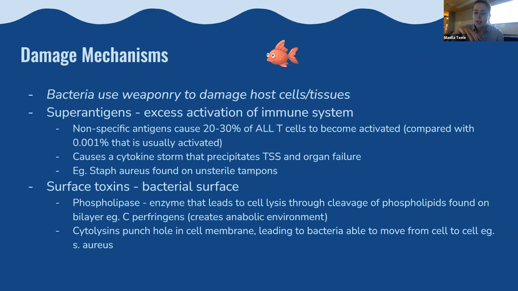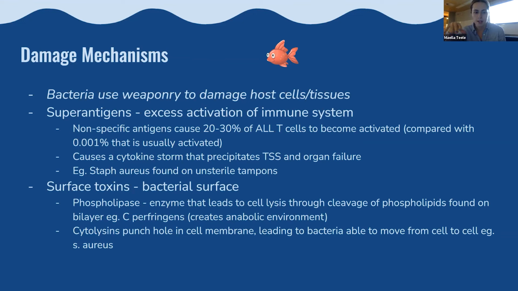You've also got cytolysins, which punch a hole into the cell membrane, which leads to the bacteria being able to move from cell to cell, and it also leads to the cell spilling all of its contents. So these surface toxins on the bacterial surface are then able to go and kill the host cells. They can lead to cell lysis, they can lead to cell puncturing, they can lead to all sorts of ways, just as much damage as they can inflict on the host cell if possible.